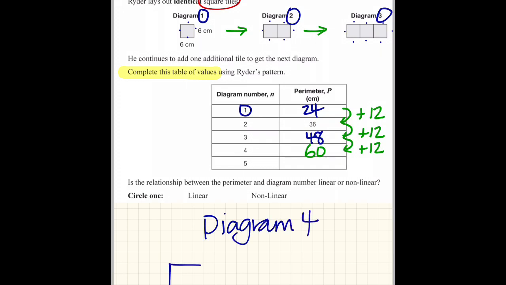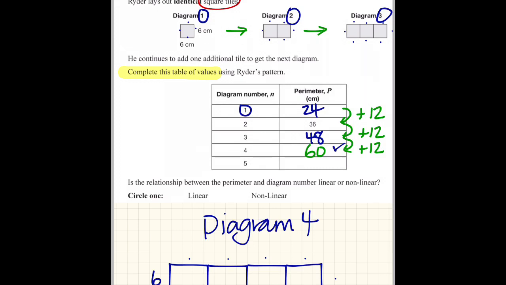Well, I've got the first tile. I've added the second tile. Now I'm at diagram 2. Add the third tile, diagram 3. Add the fourth tile, diagram 4. And I'm going to add up all my 6s. So 6, 12, 18, 24, 30, 36, 42, 48, 54, 60, which is exactly what I expected to get.